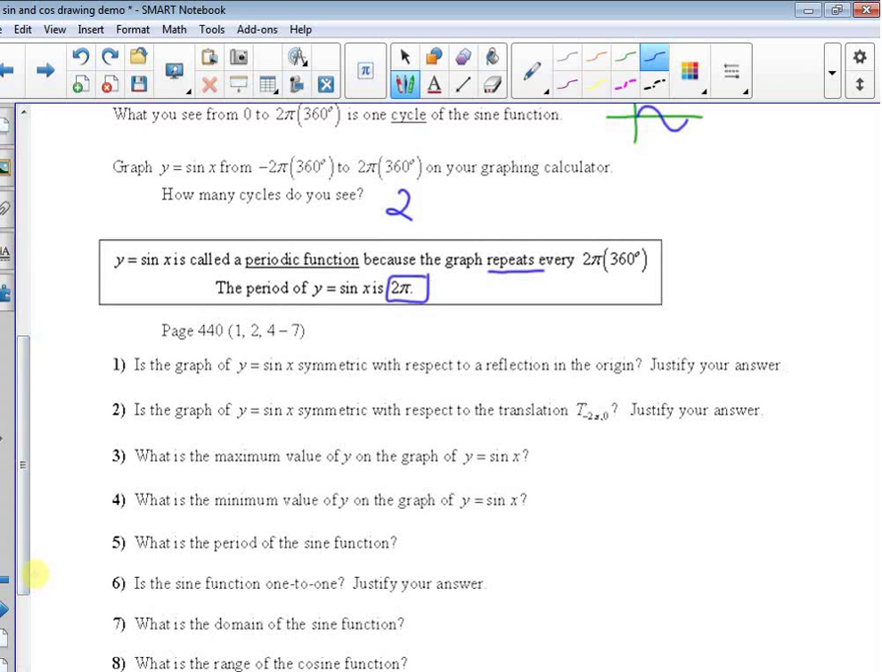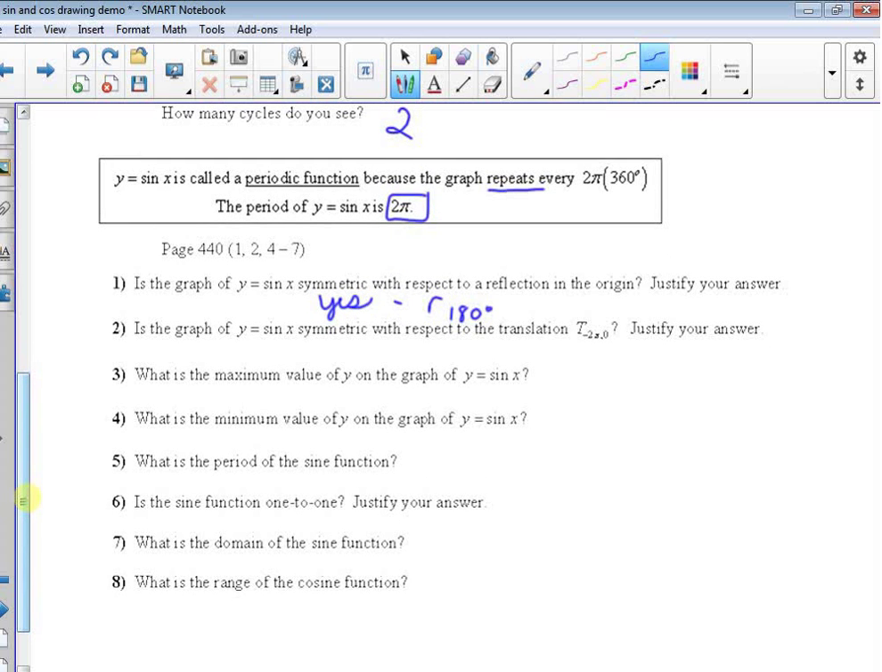So a couple of questions. Is the graph of y equals sine x symmetric with respect to a reflection in the origin? If you take your notes and flip them upside down, do you get the same graph? Because the reflection in the origin is a rotation of 180. If you flip it around, you get the same exact graph. So we reflected at 180 degrees and it was the same.